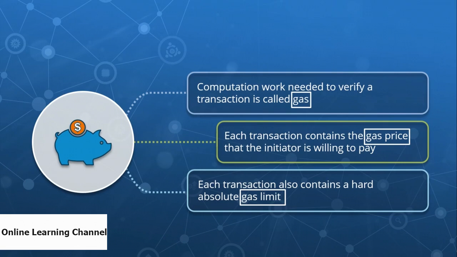However, if the gas limit has been hit and the transaction has not completed, then that transaction will be rolled back and the transaction originator will have to pay the amount up to the gas limit. And while it may be difficult to predict beforehand exactly how much gas will be needed for a transaction, it is possible to make an estimate.